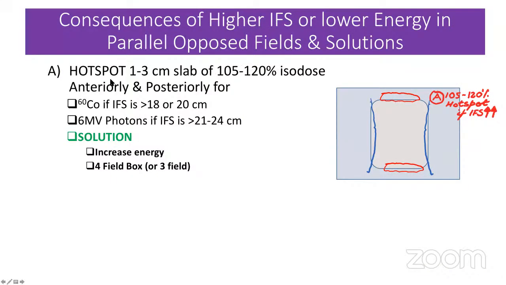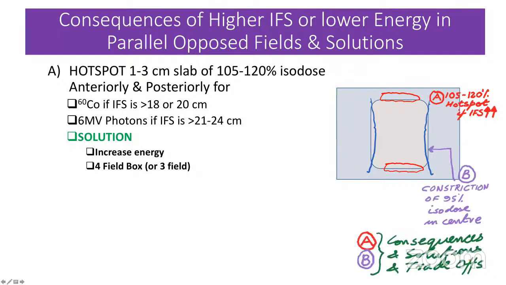So the solution. A hotspot anteriorly is basically a 1 to 3 centimeter slab. In cobalt, it's a low energy and the separation is more, and with 6 MV when the separation is really beyond 22, 24 centimeters. So how do you take care of it? Either you increase the energy or you add more fields so that you don't get it.